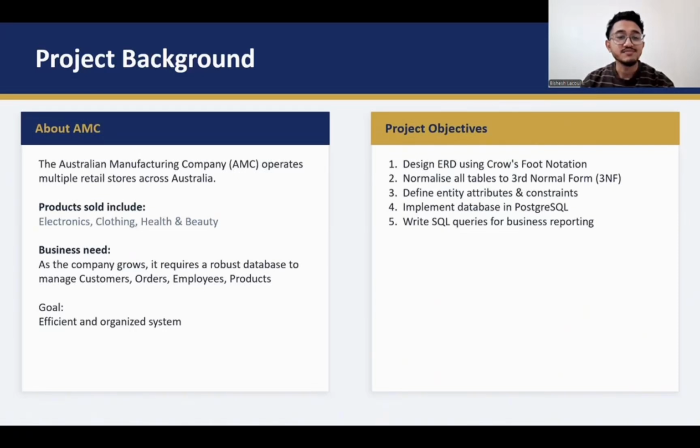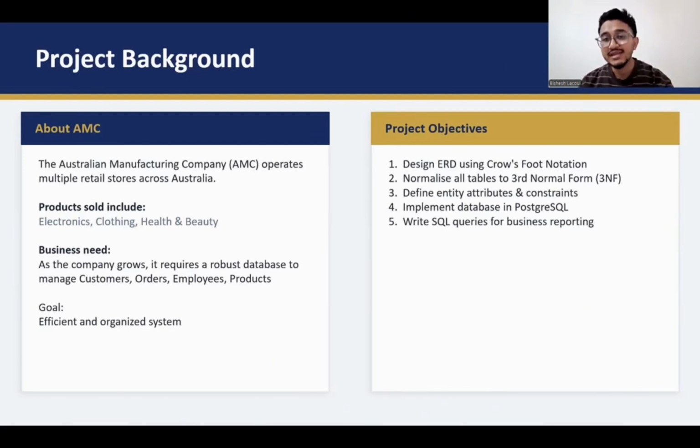AMC is a company that operates multiple retail stores across Australia. It sells different types of products such as electronics, clothing, and health items. As the business grows, it becomes difficult to manage data manually. So the company needs a database system to manage important information like customers, orders, employees, and products. The main goal of this project is to design a relational database that is efficient, organized, and reduces data duplication.